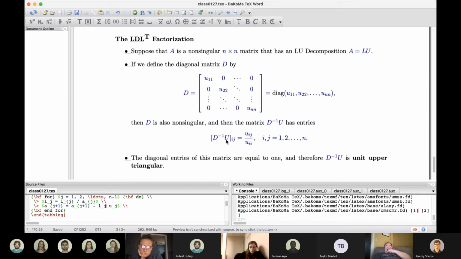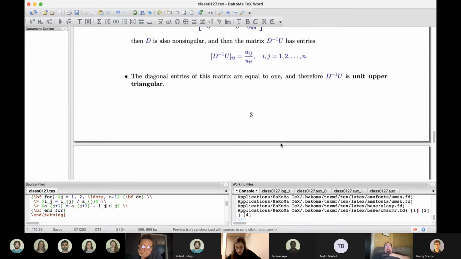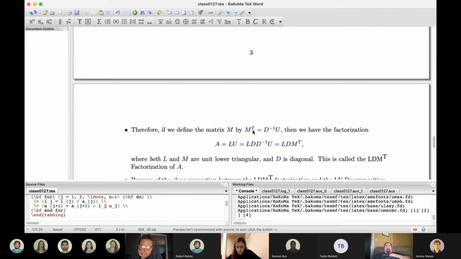So that matrix is going to be unit upper triangular, because if you look at the entries of D inverse U, if I set i equal to j, then I have U_jj over U_jj, which is 1. So the diagonal entries of this matrix are 1. So D inverse U is unit upper triangular, and I'm going to label it M transpose. Therefore, M is unit lower triangular.